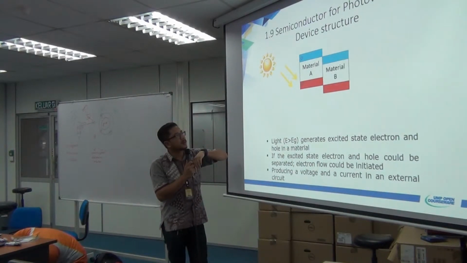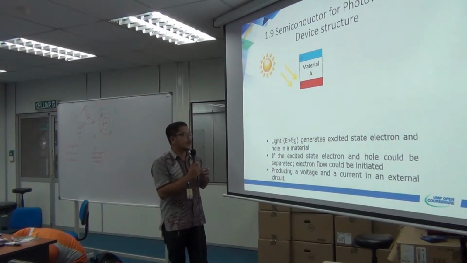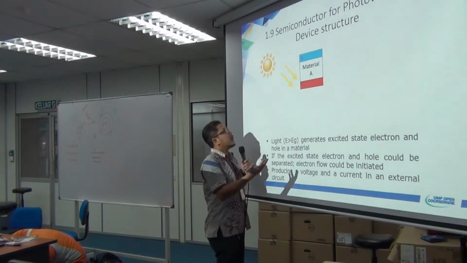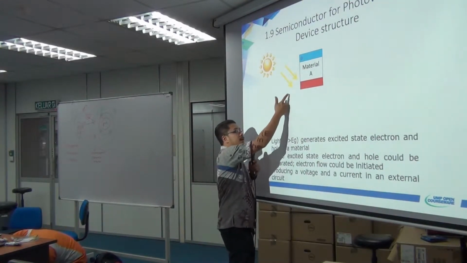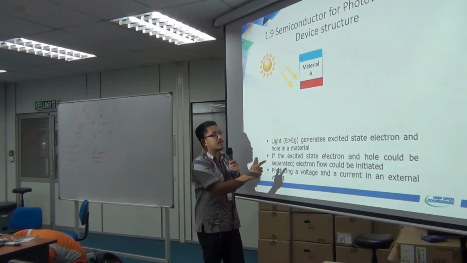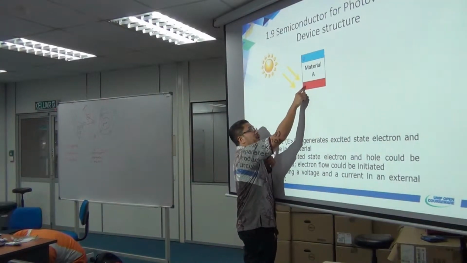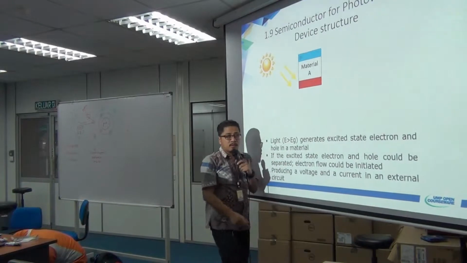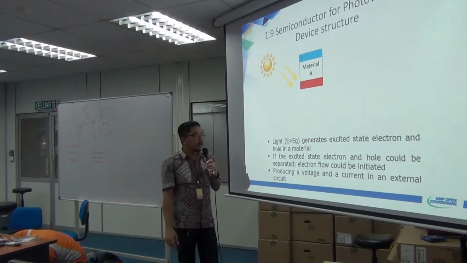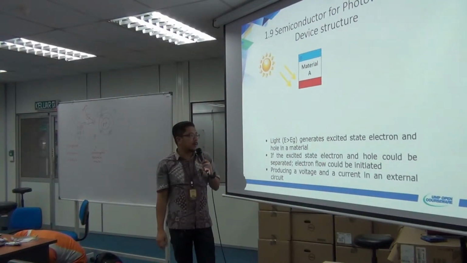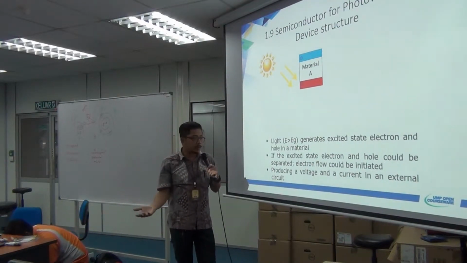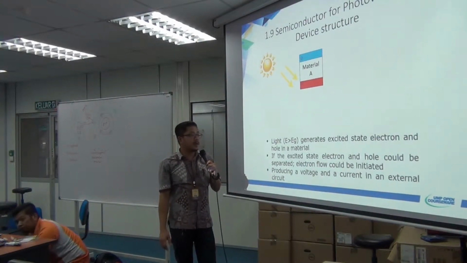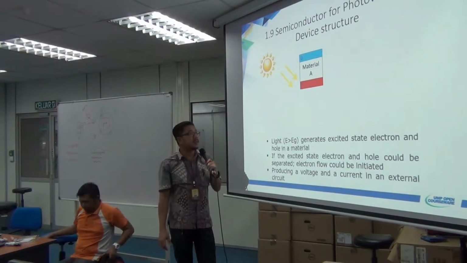We have learned this just now. If we expose the semiconductor to the sunlight, what will happen? If the sunlight has sufficient energy, it generates an excited state electron. This is the hole. This is the excited state electron. If the excited state electron and hole could be separated, electron flow could be initiated. We have discussed that. Producing a voltage and a current in an external circuit.